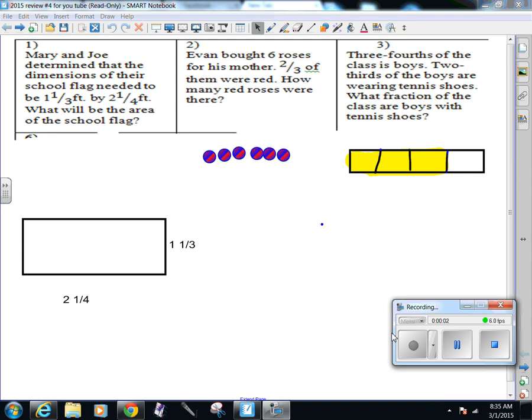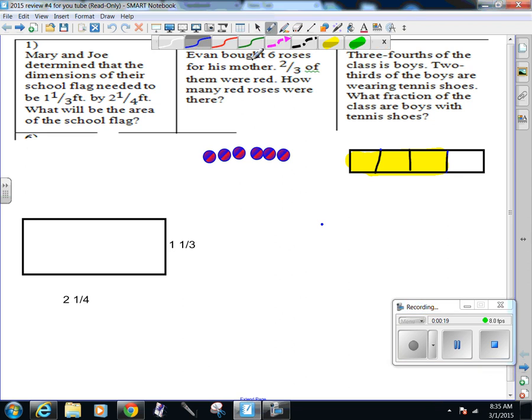This is the fourth review that you guys are going to be working on. So what I've done is I've gone through and I've drawn out some pictures to go with the questions. The first question says, Mary and Joe determined that the dimensions of their school flag need to be 1 3/4 by 2 1/4 feet. What will the area of the school flag be? So I need to remember the formula for area, and area is equal to length times width.